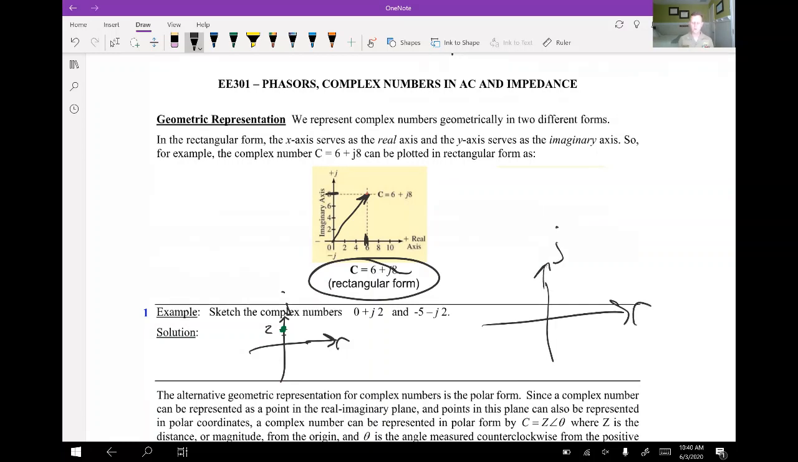Now, real -5: 1, 2, 3, 4, 5. So I'm going to be along this line. -2j, 1, 2. Follow these out. There's my dot right there. And if I wanted to plot it as an arrow or as a vector, there it goes. -5, -2.